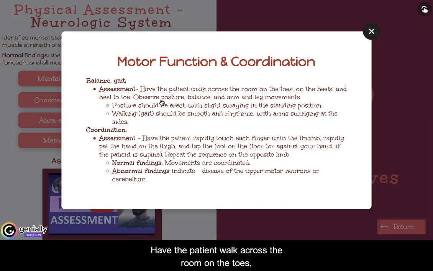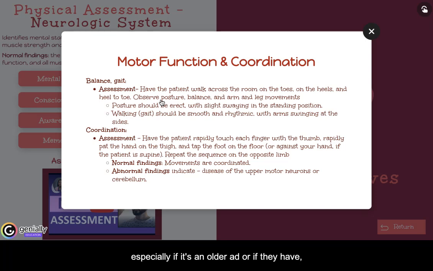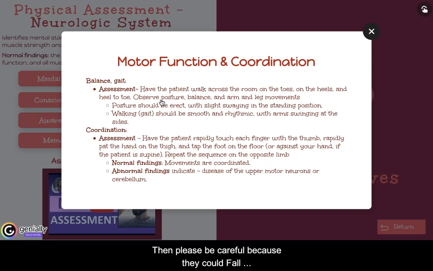How do we assess this? Have the patient walk across a room on the toes, on the heels, and heel to toe. Observe their posture, balance, arm and leg movements. Be very careful though, especially if it's an older adult or if they have an abnormal gait, they don't walk steadily, then please be careful because they could fall.